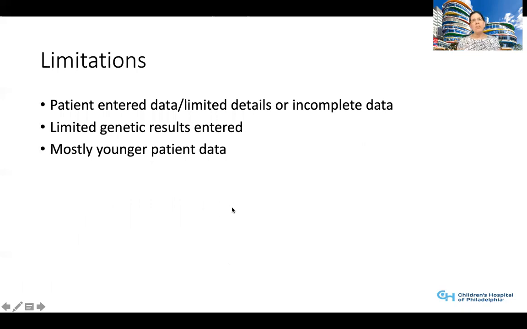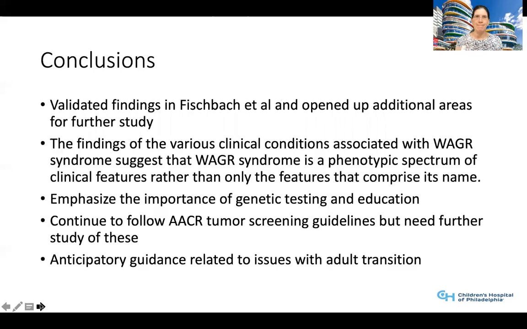The limitations of this study were that it was patient-entered data, and in some cases we had limited details or incomplete data. In most cases, we did not have genetic testing results, so we couldn't correlate a genetic testing result to a specific feature. And most of the patients in the group, still about 2/3 of them, were actually younger patients, so it'd be helpful to have more data on older patients so we can see how things move over time, plus it would allow us to see a spectrum across the lifespan.